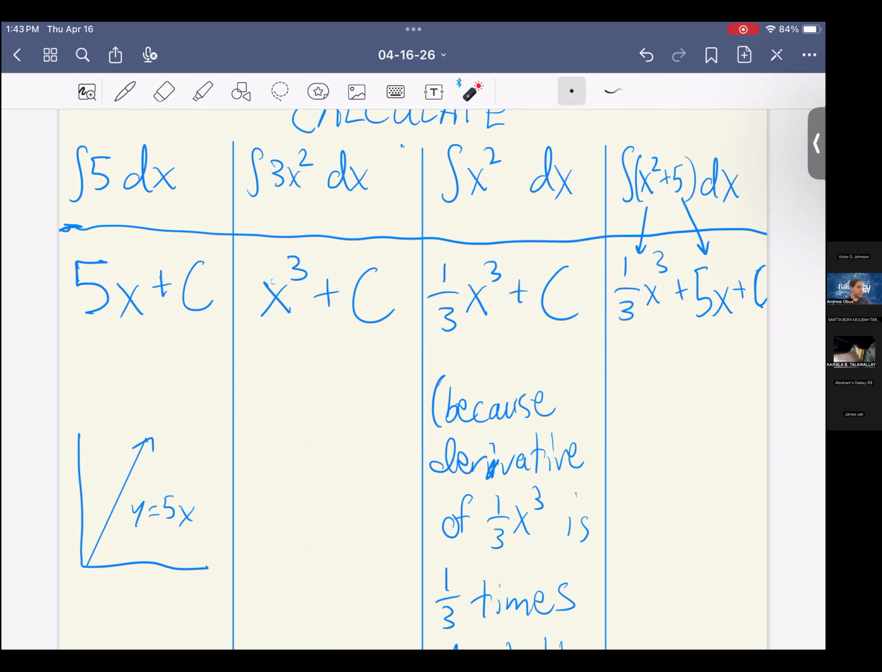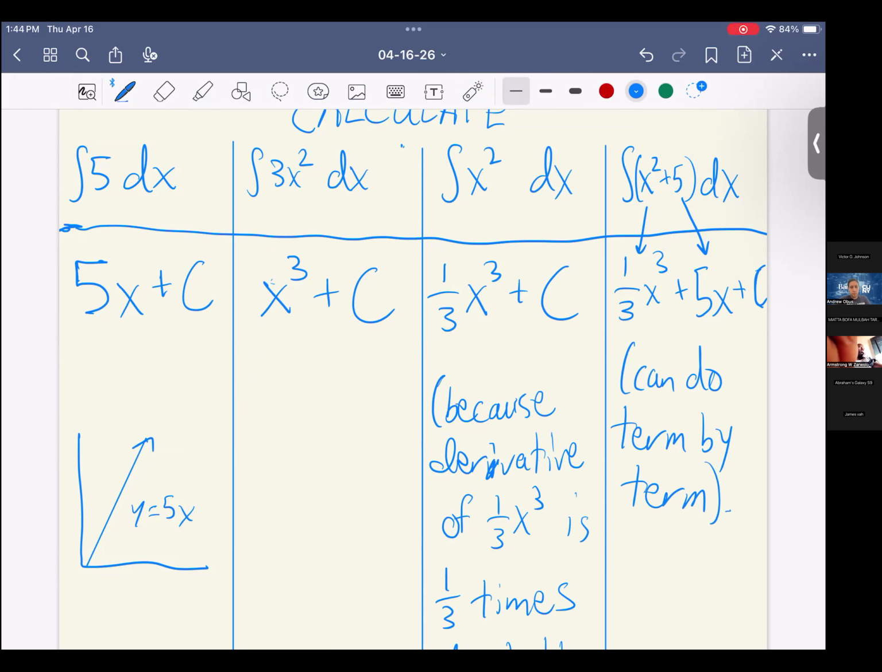Okay, so any questions about these examples? I'll just say you can do term by term. Okay. No questions. Okay, so let's move on then.